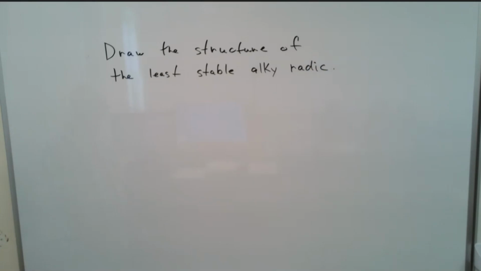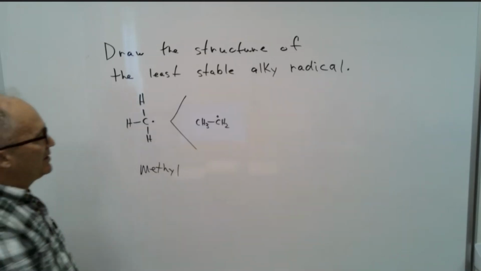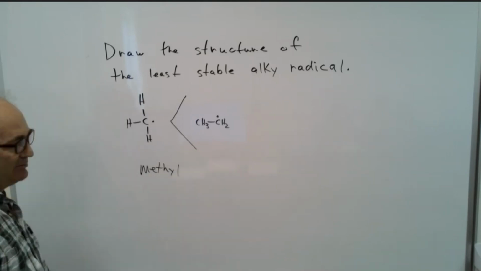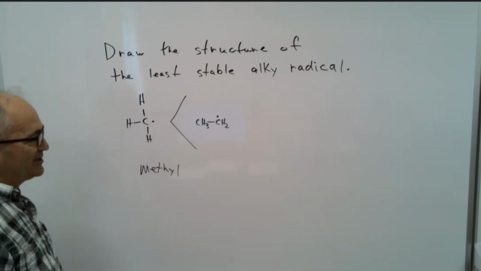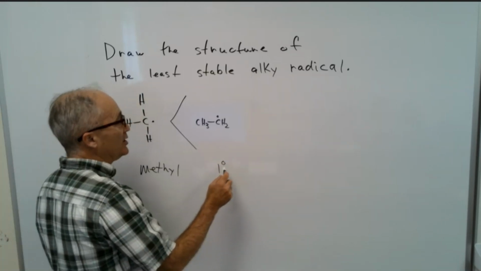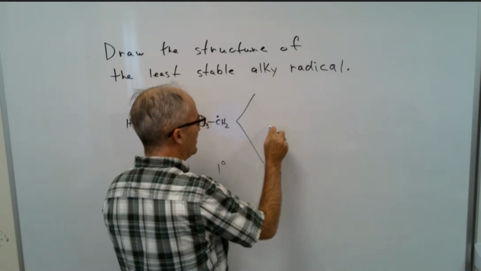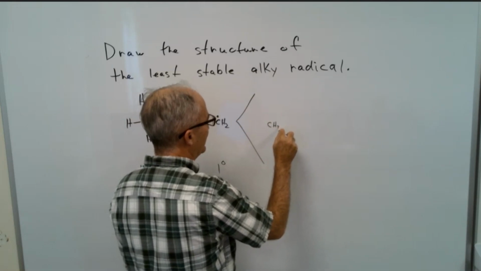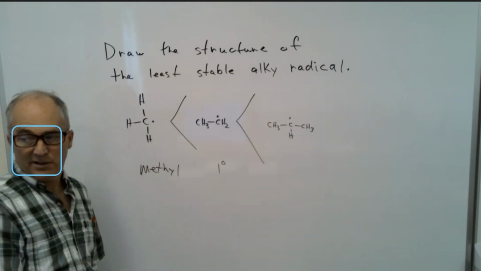Draw the structure of the least stable alkyl radical. What's the least stable alkyl radical? Well, what's the least stable carbocation for that matter? Methyl. So what kind of radical is this? Yeah, it's ethyl, but is it secondary, tertiary, or something else? It's primary. So what's left is a secondary.